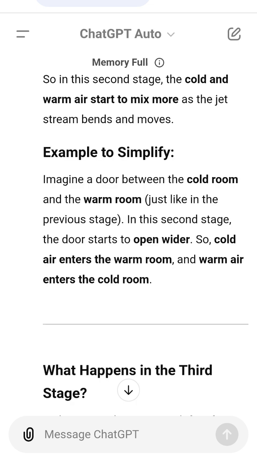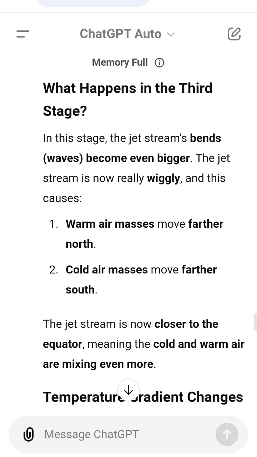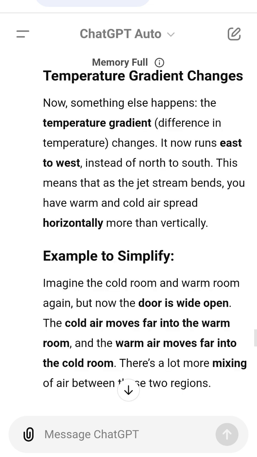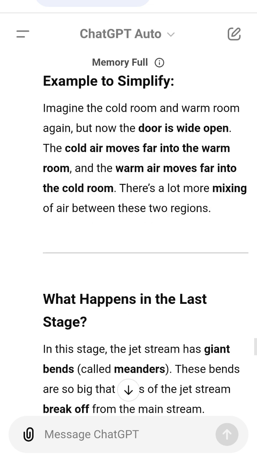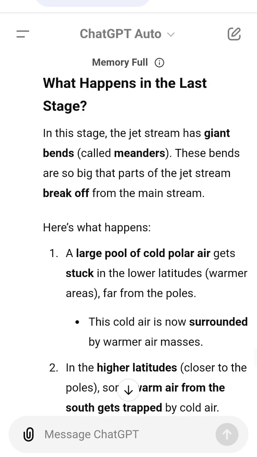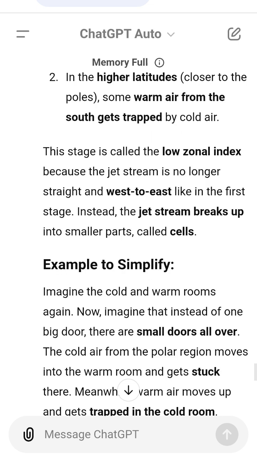Key takeaway from all stages. First stage, jet stream is straight, cold and warm air stay mostly separate. Second stage, jet stream bends a little, cold and warm air start mixing. Third stage, jet stream bends a lot more, with much more mixing of cold and warm air. Last stage, the jet stream breaks into smaller parts, and cold air gets trapped in warm regions, while warm air gets trapped in cold regions.